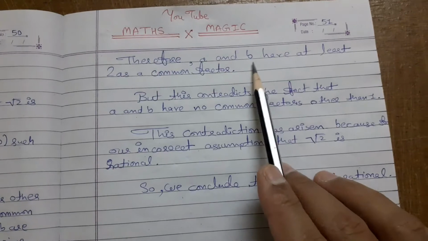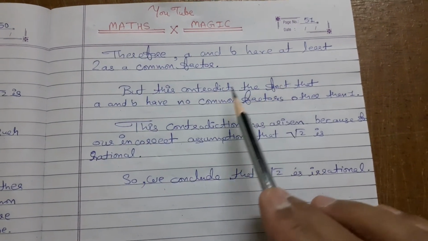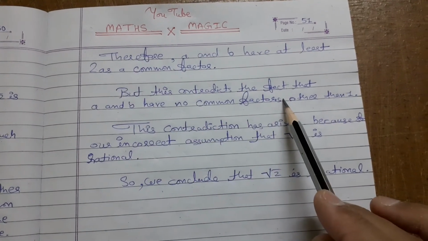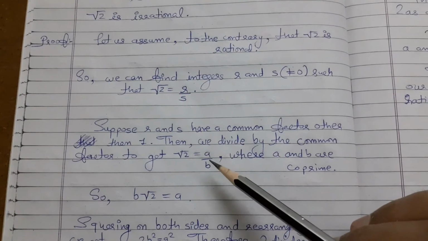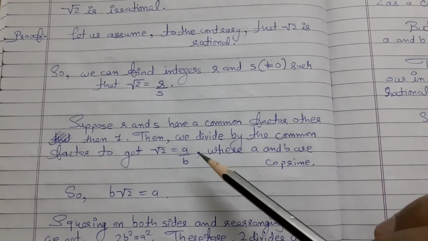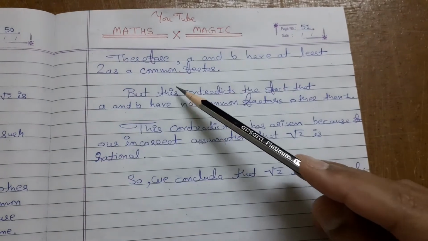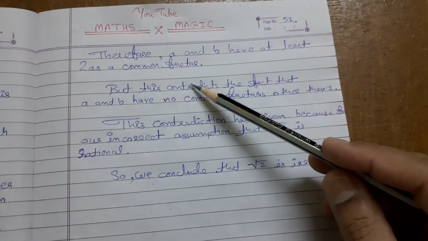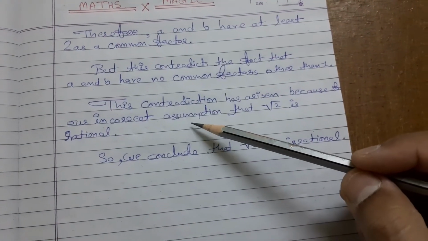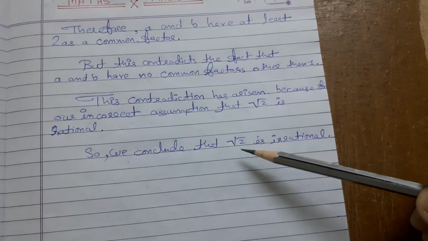So here a and b have at least 2 as a common factor, but this is a contradiction to the fact that a and b have no common factors other than 1. In the starting point, we discussed that root 2 is equal to a by b, where a and b are co-prime. Co-prime means they have only one common factor, that is 1. Therefore our assumption that root 2 is rational is false. That's why we conclude that root 2 is irrational.